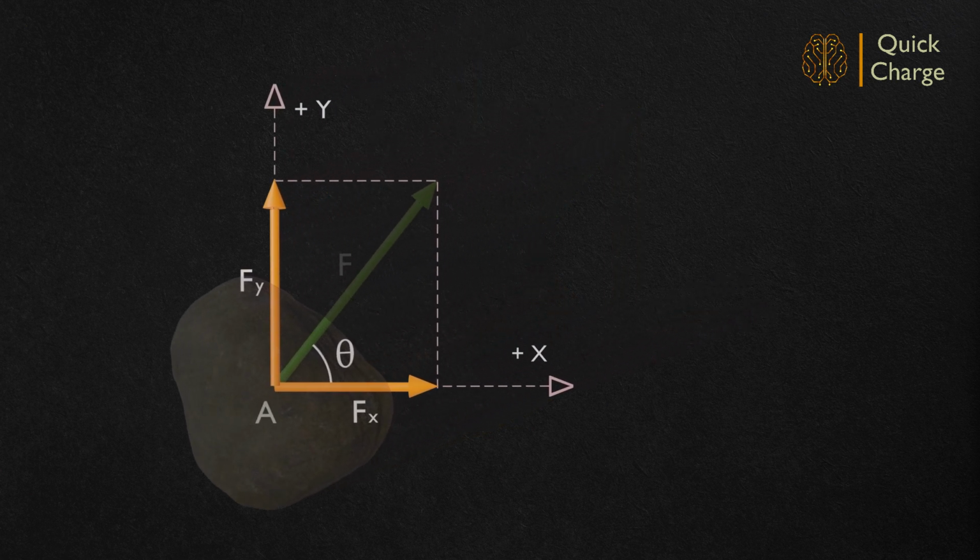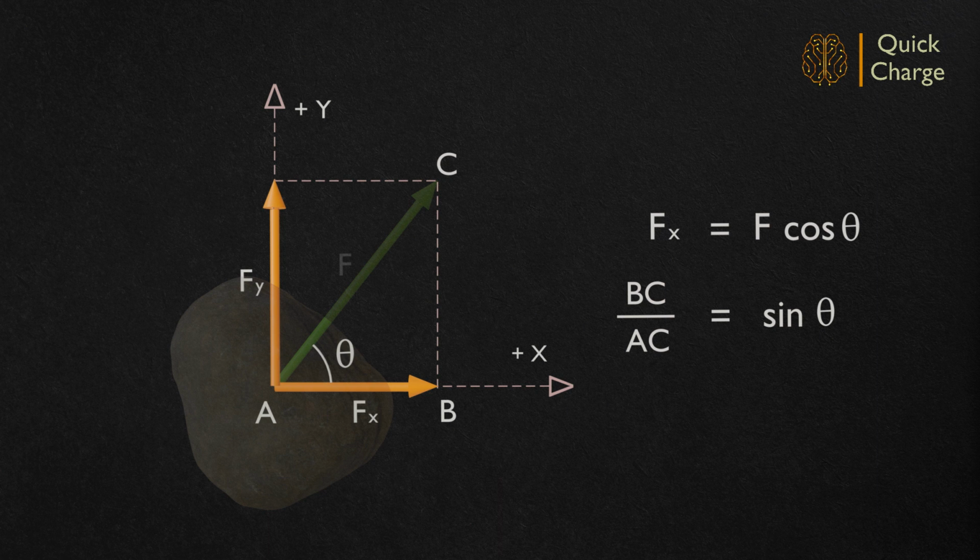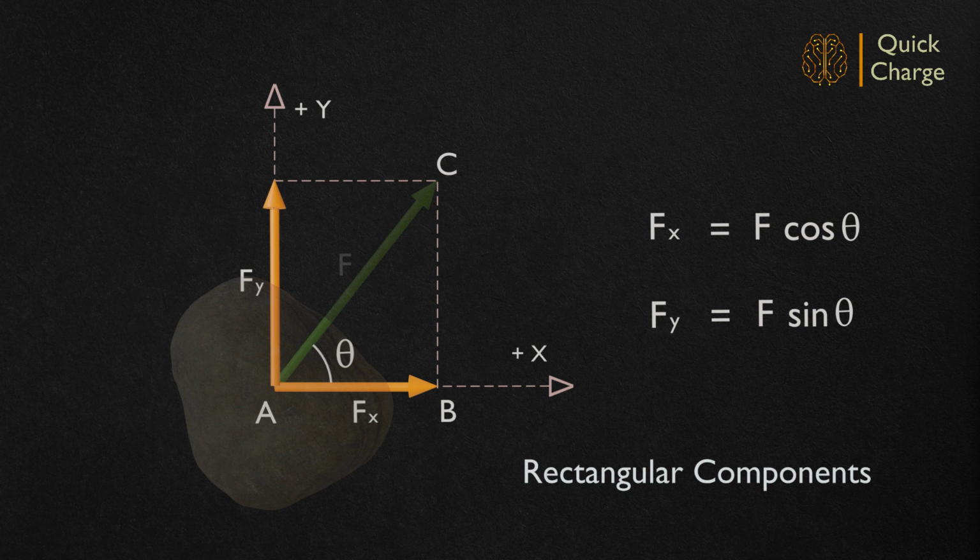For the right angle triangle ABC, AB by AC is cos theta. From the geometry, AB is Fx and AC is F. And the equation becomes Fx is equal to F cos theta. Similarly, BC divided by AC is sin theta. Substituting BC as Fy, the equation becomes Fy is equal to F sin theta. These components are acting at 90 degrees and are called rectangular components.